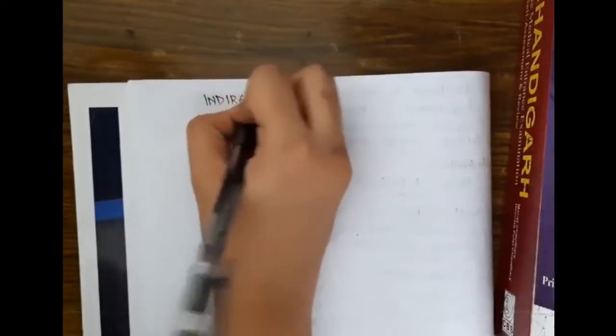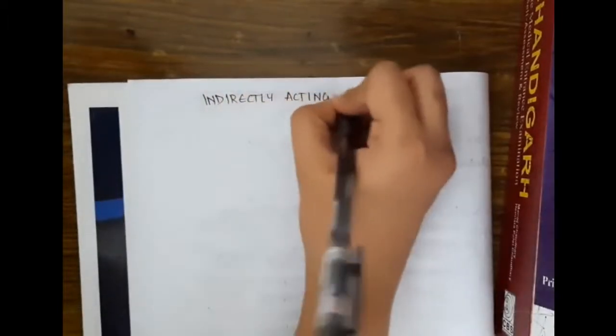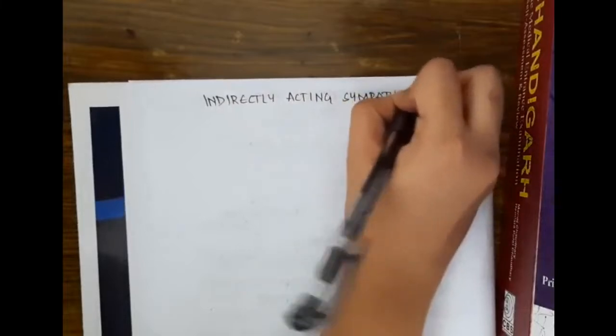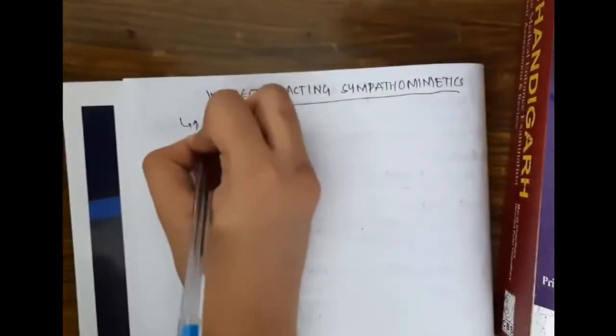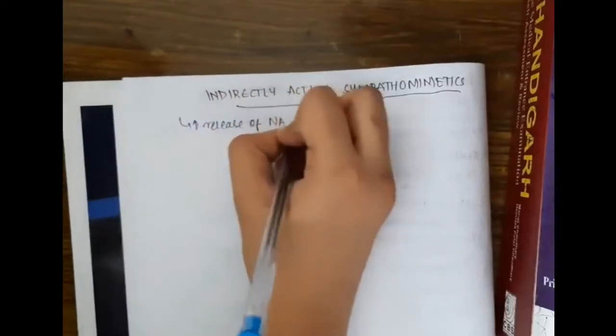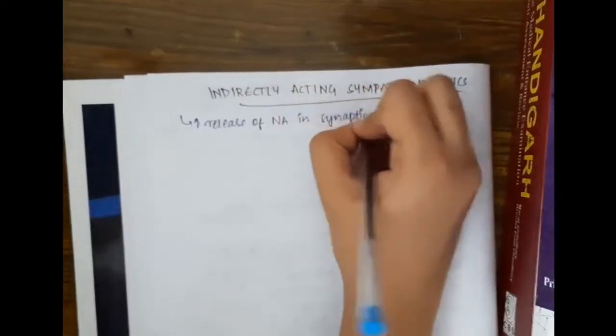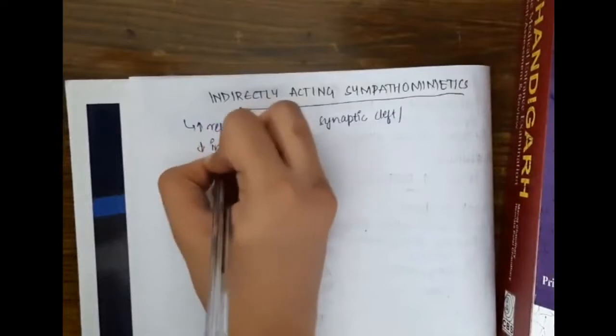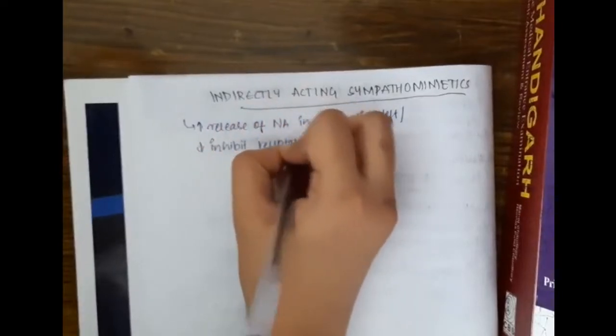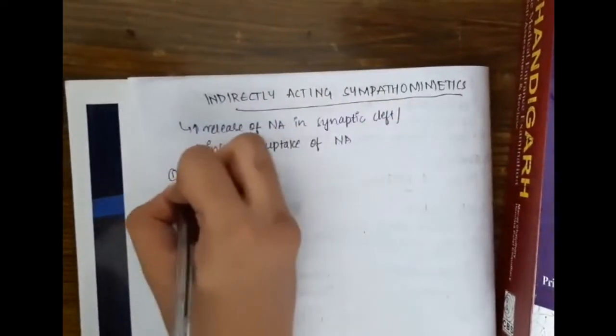Hello friends, let us now learn some important points about indirectly acting sympathomimetics. These will increase the release of noradrenaline in the synaptic cleft or inhibit the reuptake of noradrenaline.